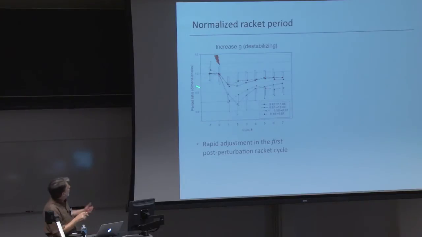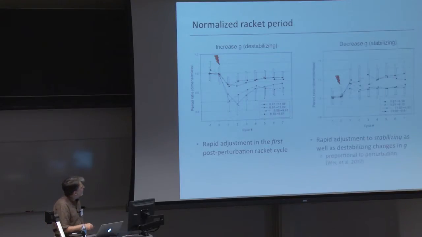So here's the case where we increased gravity in this cycle. This is the cycle of bouncing. This is the ratio of the racket period from before bouncing to after bouncing. And so it's 1 up here before the perturbation. Here we change gravity. And within the first cycle, there's a rapid adjustment of the racket in the right direction. In fact, it almost completely compensates for the change in the ball's flight. So very rapid, right? It's not self-stabilizing over 6 or 8 cycles.